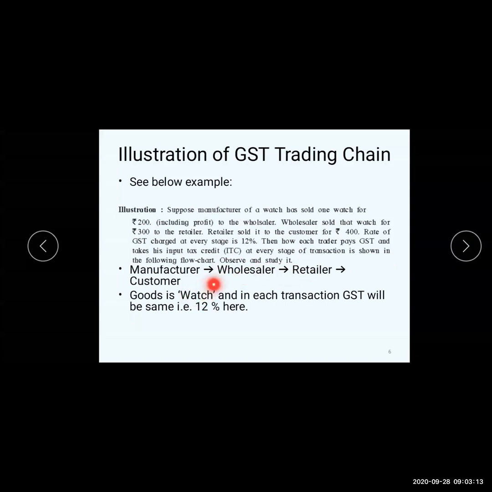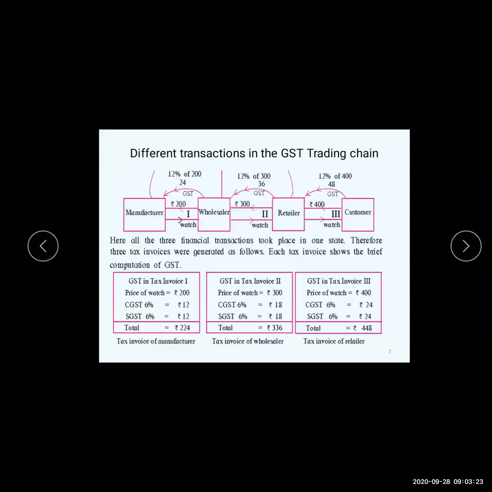So now see the manufacturer, wholesaler, retailer, and customer. The good is a watch, and in each transaction the GST will be the same, that is 12%. So see this flowchart. Now see the different transactions in the GST trading chain. Here is the manufacturer, here is the wholesaler, here is the retailer, and here is the customer.